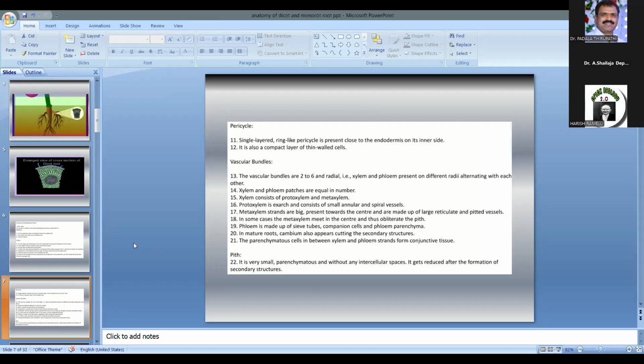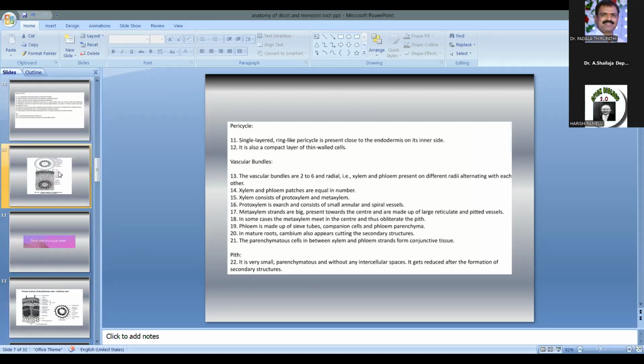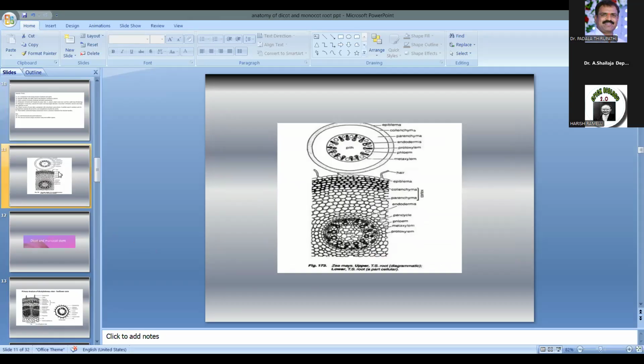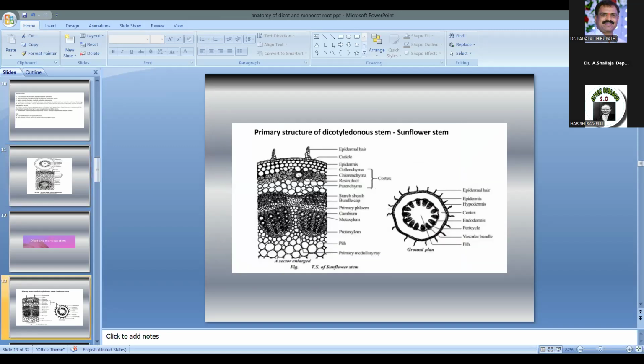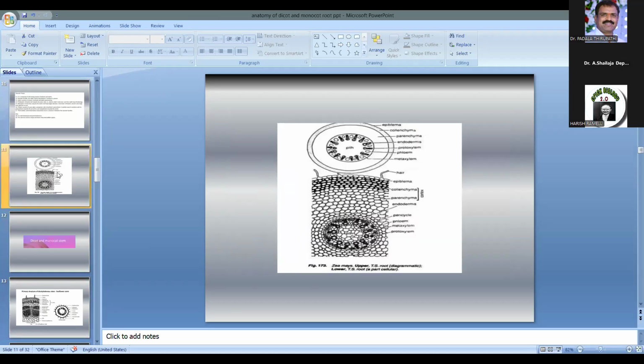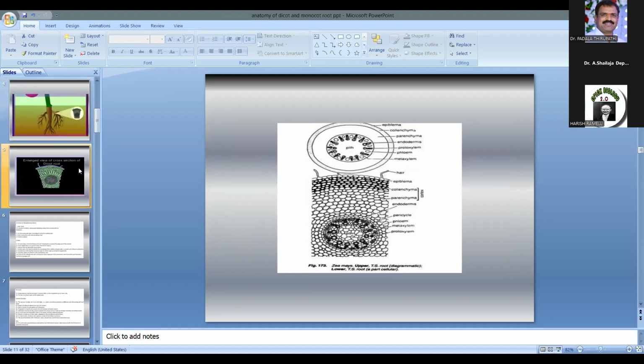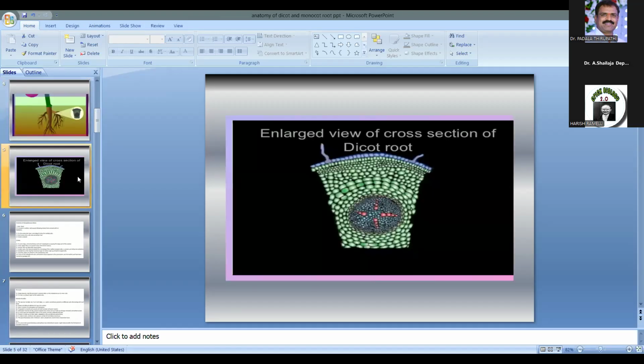So next, coming to the diagrams. Okay, see here, this is the stem. Actually we are discussing root. Okay, so the vascular bundles are alternate and radial.